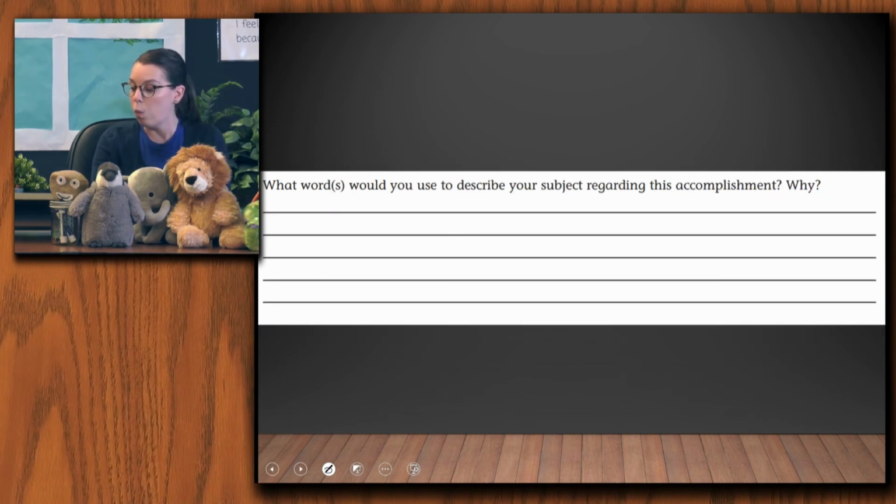you're going to write, what words would you use to describe your subject regarding this accomplishment and why? This is where your opinion is going to come through. Use the document in your ELA packet that has character traits or qualities to describe your subject. Also, the question there says, why? Why do you describe the person using that word? Add lots of interesting detail.